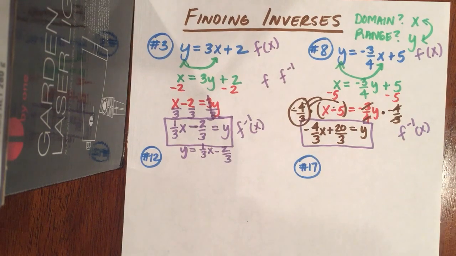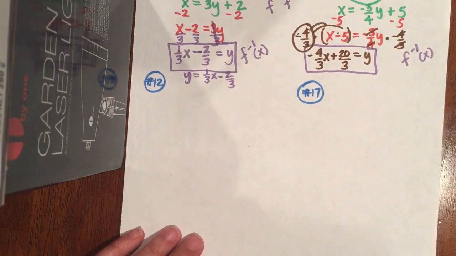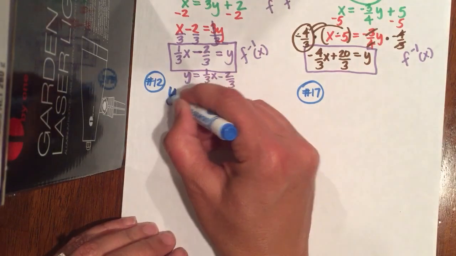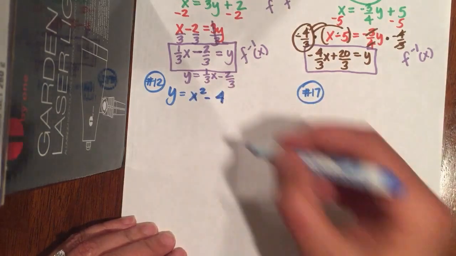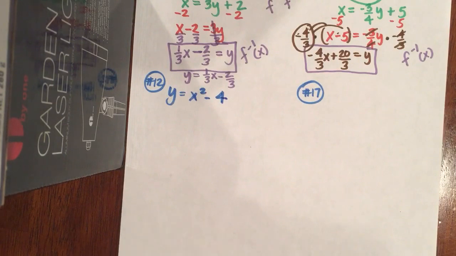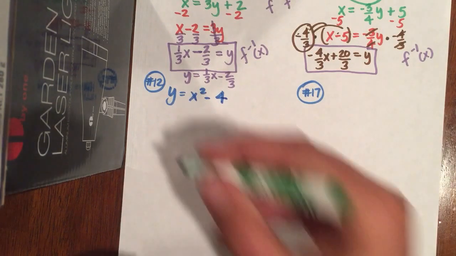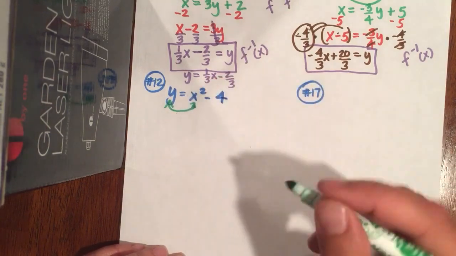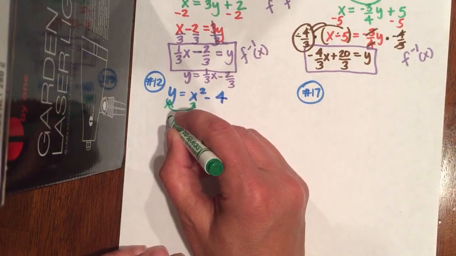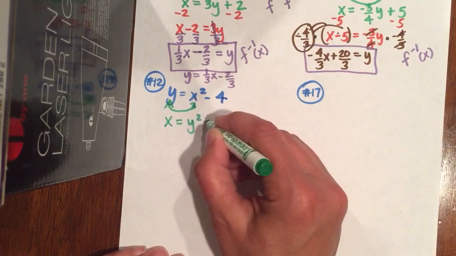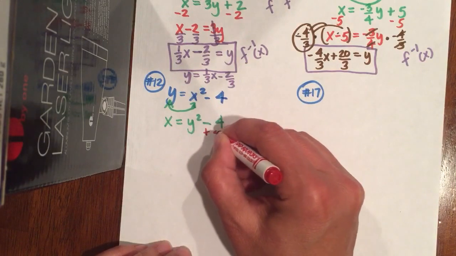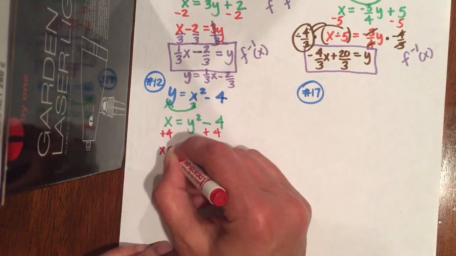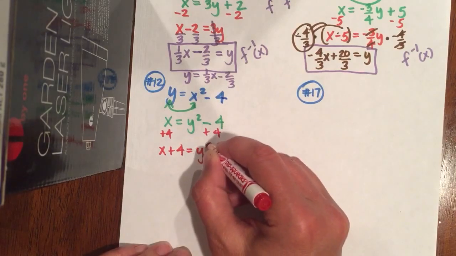Okay, so let's do a couple more from our assignment here. Let's drop down to number 12. So number 12, we have y equals x squared minus 4, okay? So I want to find the inverse function. So what am I going to switch? The domain and the range. So now I'm going to have x equals y squared minus 4. And then I just solve for y. So my first step is going to be to move that 4 over, plus 4. So x plus 4 equals y squared.